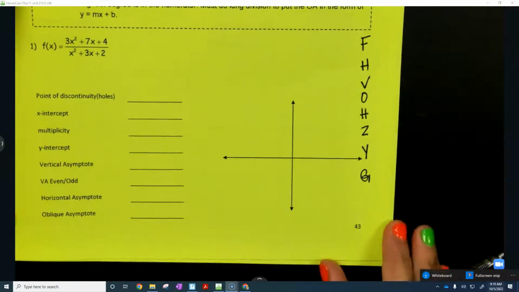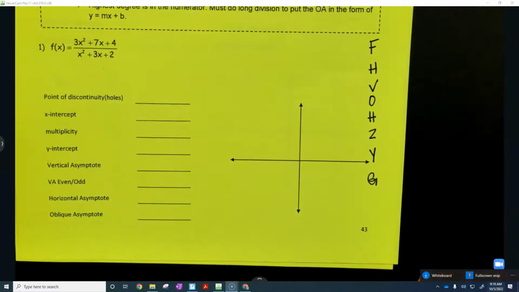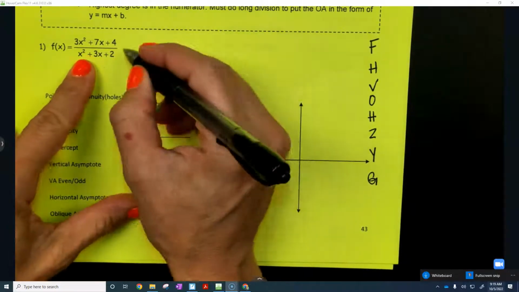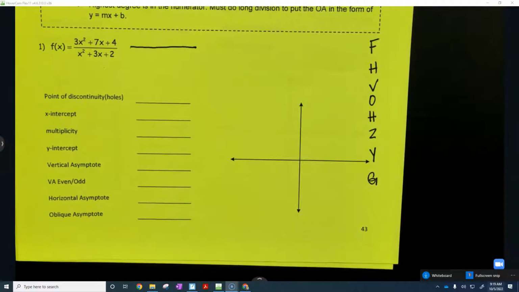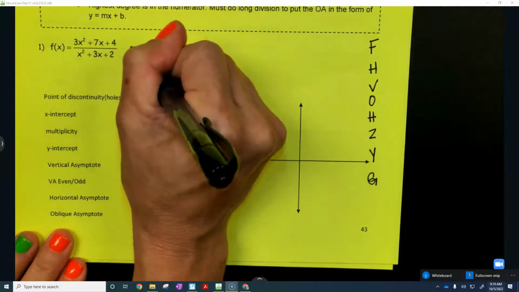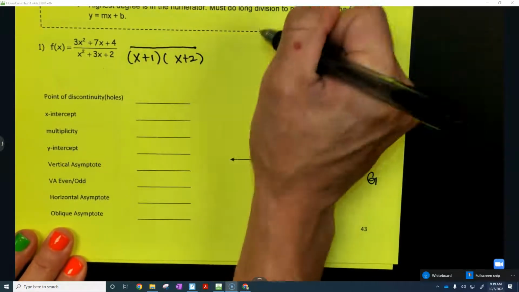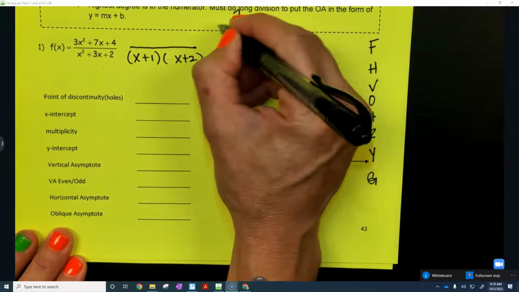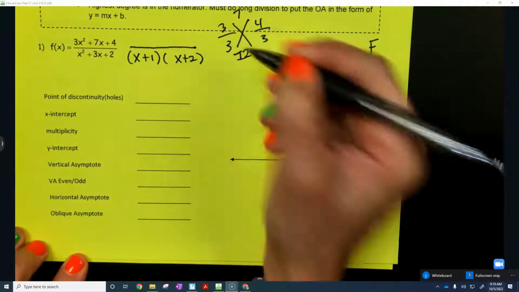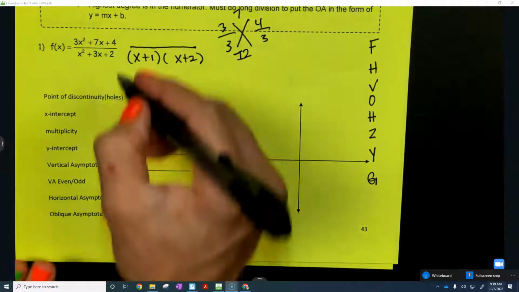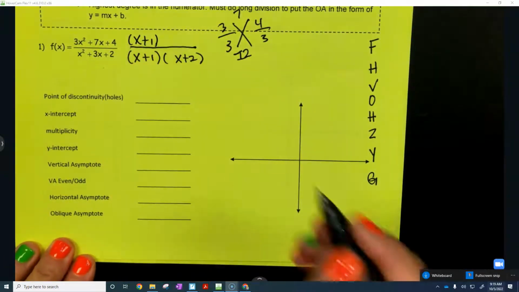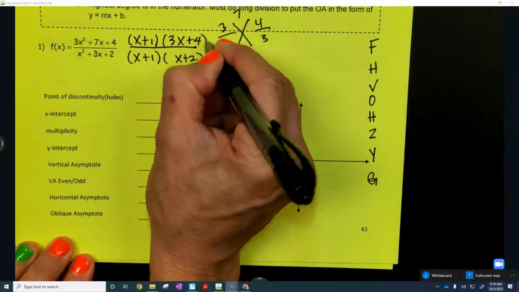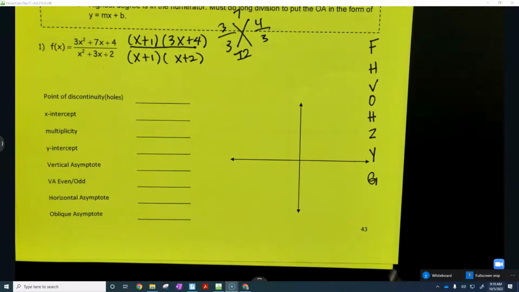So let's go through a couple of these and get you familiar with it. This is a review from Algebra 2, but we didn't go into detail like we do in pre-calc, but you have seen a little bit of this before. All right, let's go ahead and factor. So when we factor this, the bottom one's pretty easy to factor. That's just going to be x plus 1, x plus 2. I'm going to slide and divide on the top. So the top is a 12, and then a 7. That's a 3 and a 4. So the top is going to factor to x plus 1, and then 3x plus 4. All right, so we're done factoring.